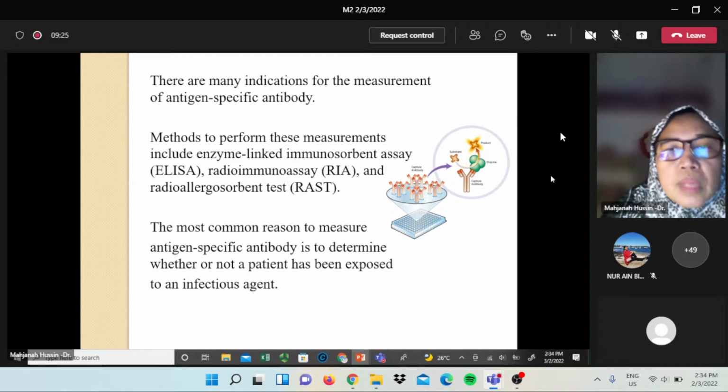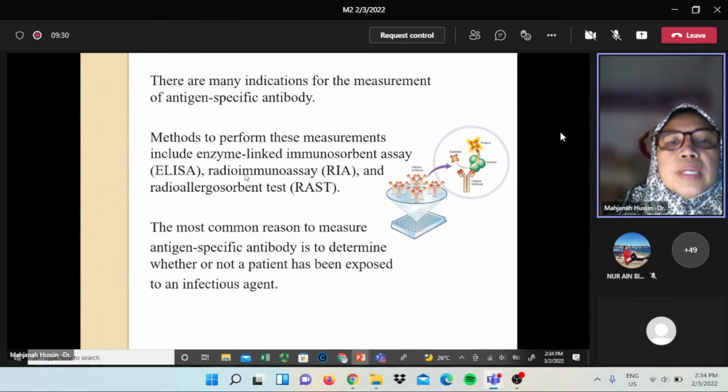All right. So in order for you to do this, you will do the enzyme-linked immunosorbent assay, ELISA, or you can do the radioimmunoassay, RIA, or even another one we call the radioallergosorbent test, RAST. Okay, this is looking at allergy, which is an immunoreaction.